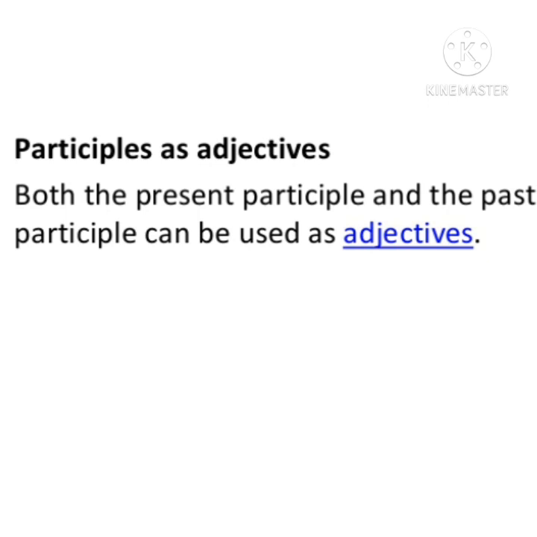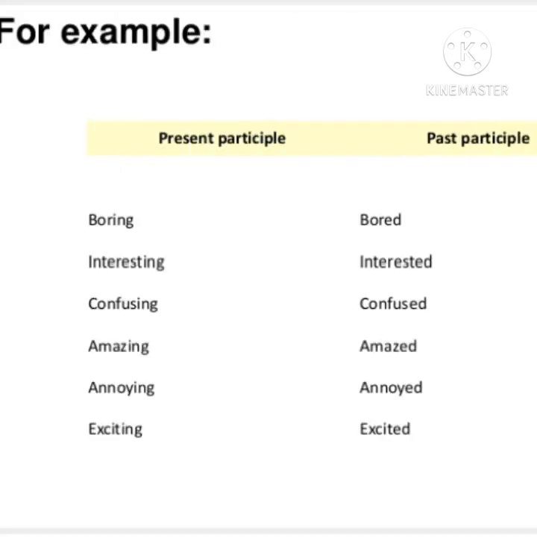Both the present participle and past participle can be used as adjectives. Here some examples are given of present participle and past participle. Boring, interesting, confusing, amazing, annoying and exciting are examples of present participle, while bored, interested, confused, amazed, annoyed, and excited are examples of past participle.